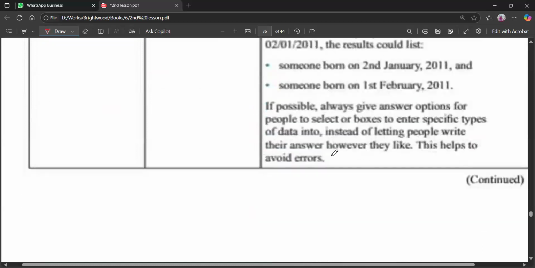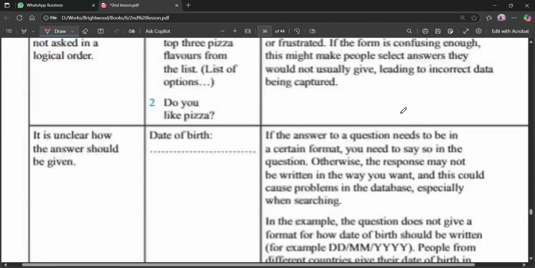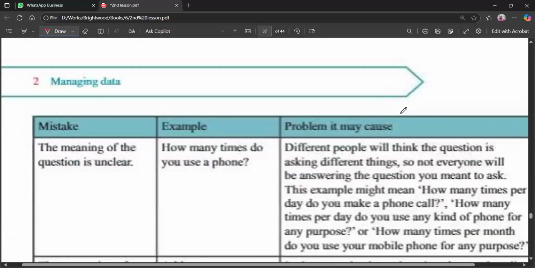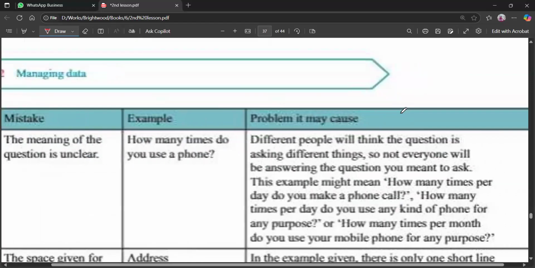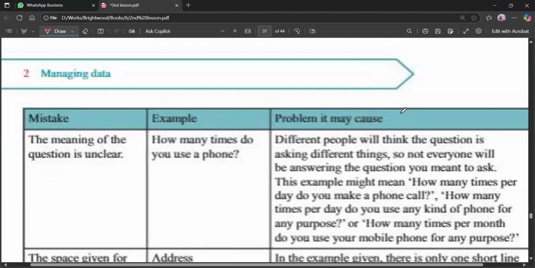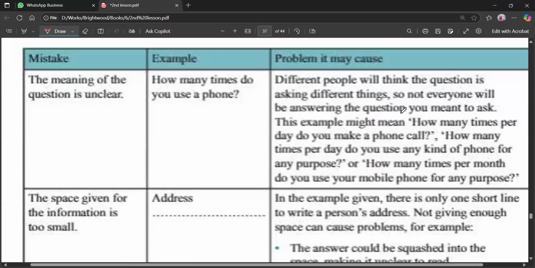So sometimes you can write with the words. So you should mention the appropriate way. Is that clear? You should mention the way that you should be asking about date of birth. Clear? And next thing, what are the mistakes that can be found?